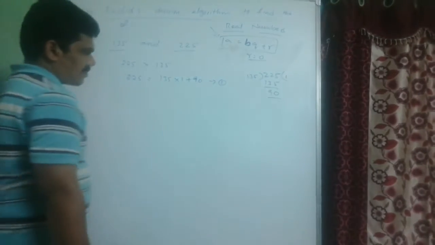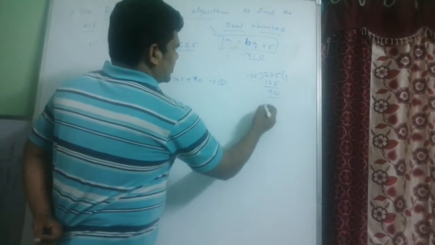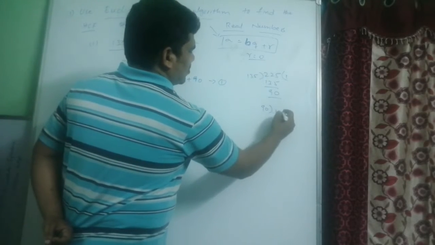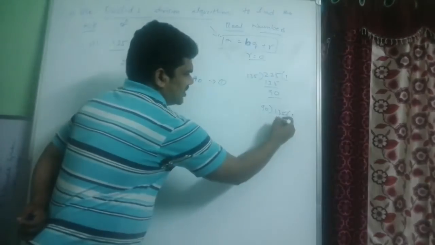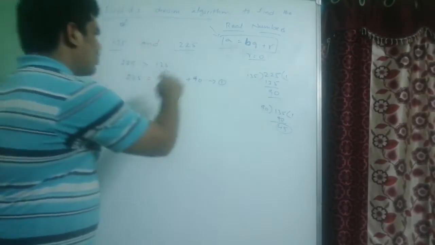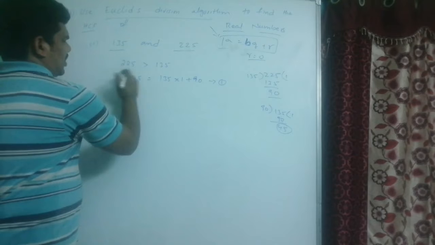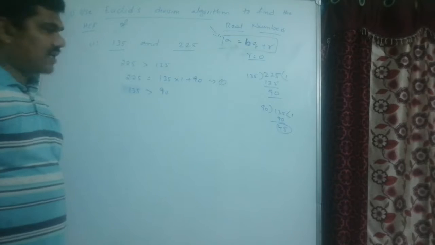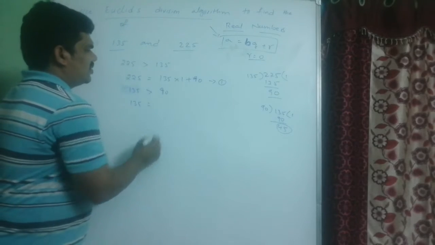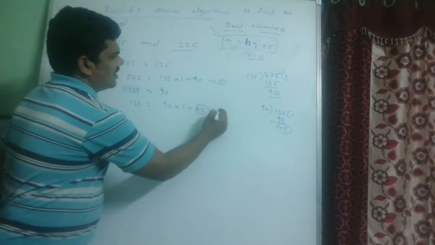First step completed. Again, we have to do this until the remainder is 0. The second step means again 90 and 135. We divide 135 by 90. 90 ones are 90, remainder 45. We write it the same way: 135 is greater than 90, so 135 equals 90 into 1 plus 45. So 45 is the remainder.